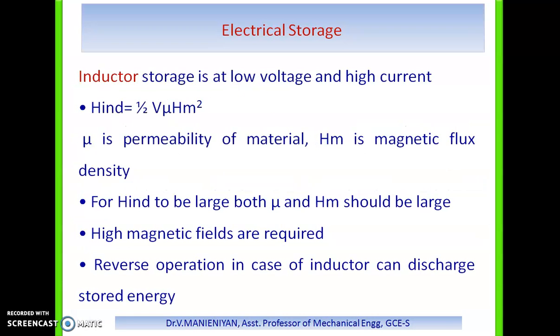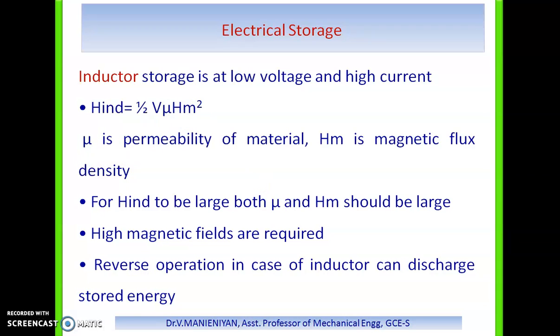Next is the inductor storage system. The inductor storage system has a low voltage with a high current. The energy stored in an inductor is H equal to half V mu Hm squared, where mu is the permeability of the material and Hm is the magnetic flux density.